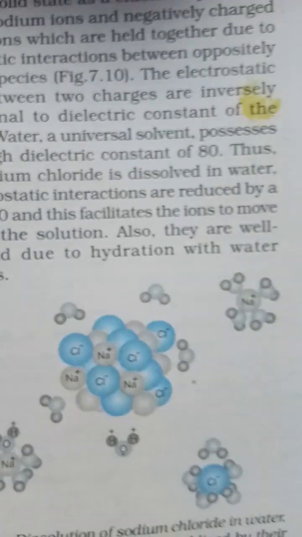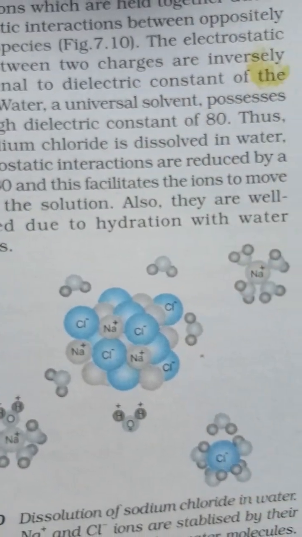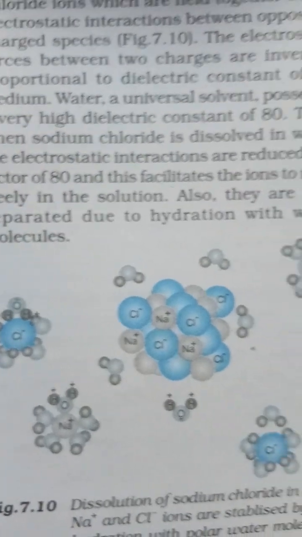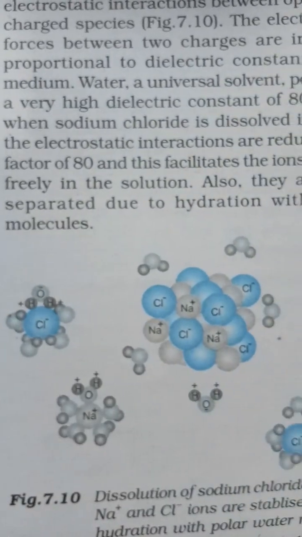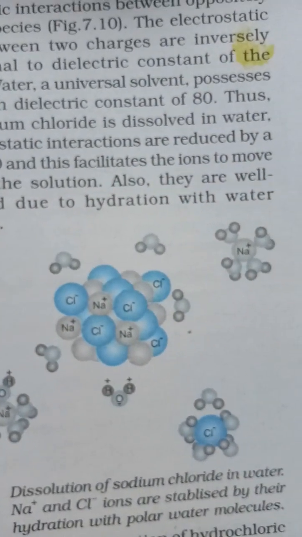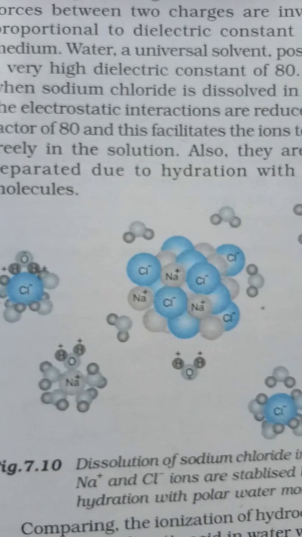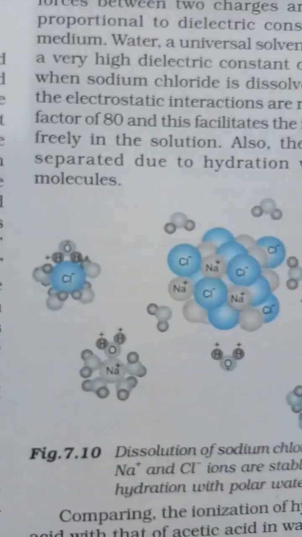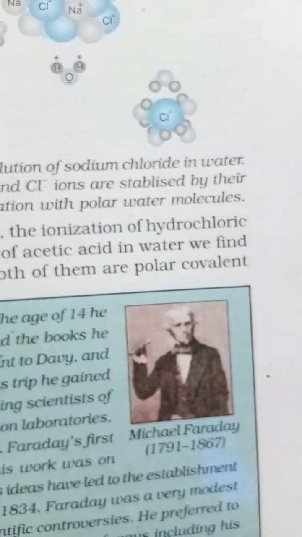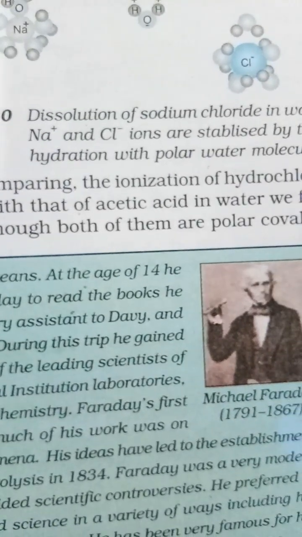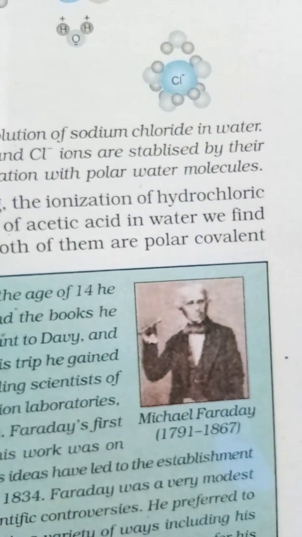Water, a universal solvent, possesses a very high dielectric constant of 80. Thus, when sodium chloride is dissolved in water, the electrostatic interactions are reduced by a factor of 80, and this facilitates the ions to move freely in the solution. Also, they are well separated due to hydration with water molecules. In the dissolution of sodium chloride in water, sodium ions and chloride ions are stabilized by their hydration with polar water molecules.